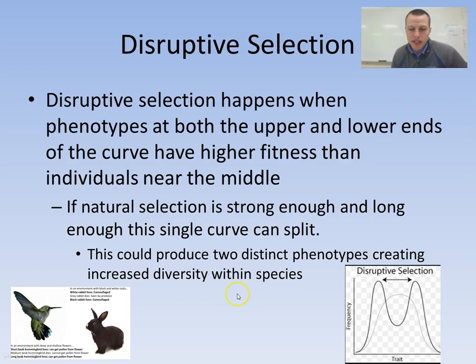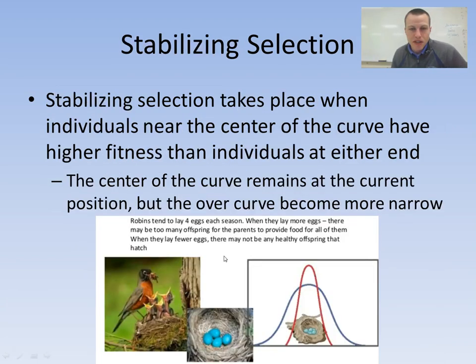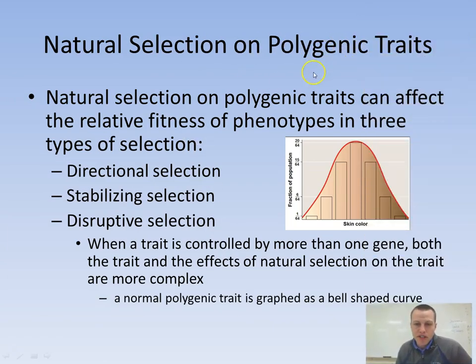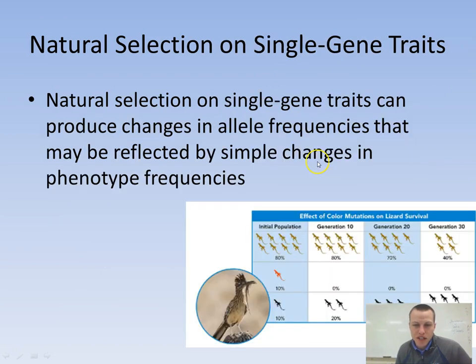All right, welcome back. Sorry to cut you off there in the middle of this disruptive selection, but I lost track of time. So what we were talking about, remember, was polygenetic traits, and how they are affected by natural selection over time.